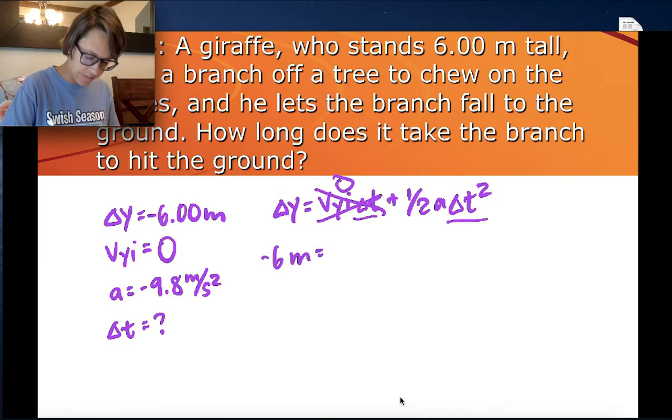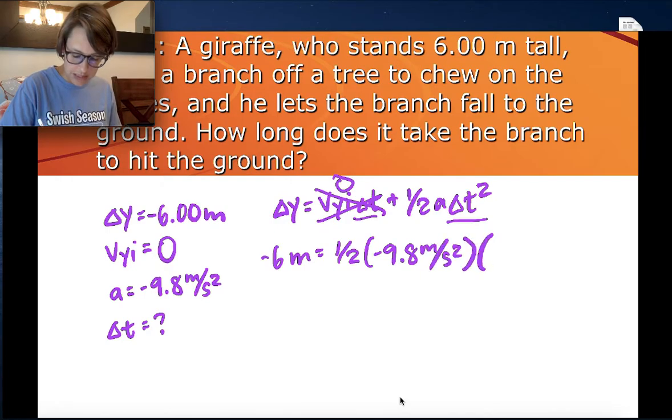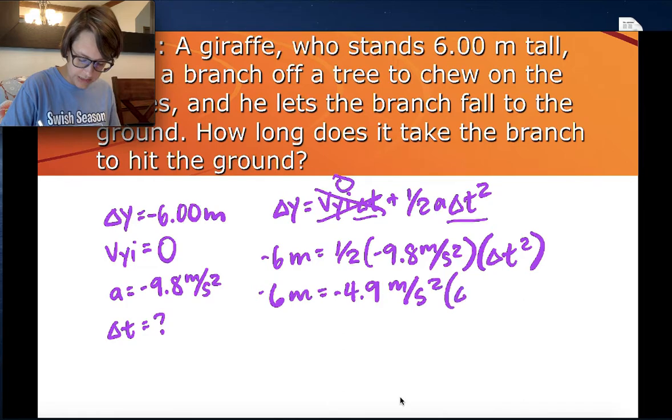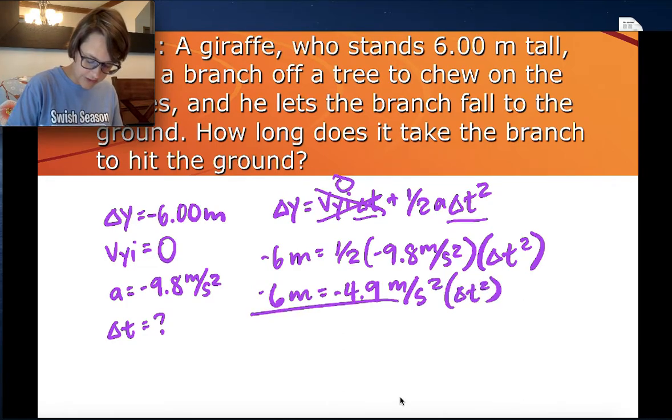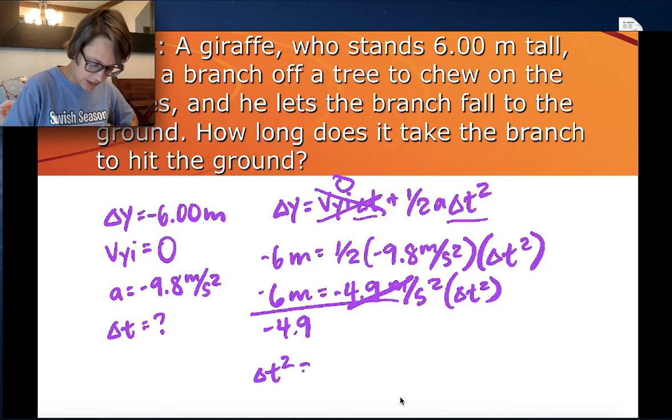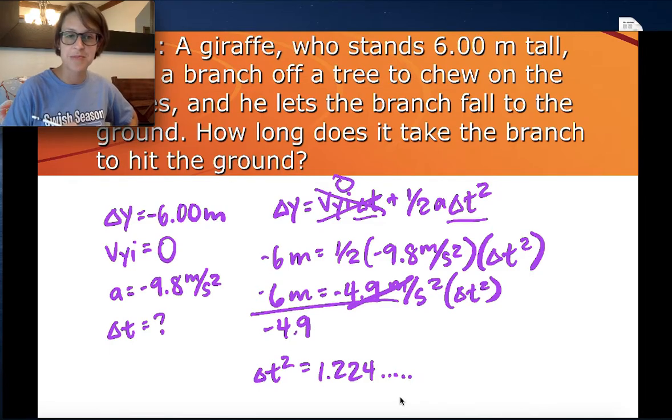Negative 6 meters equals 1/2 times negative 9.8 times an unknown t squared. Okay, so first thing I'm going to do is 1/2 times negative 9.8, which is negative 4.9 meters per second squared times t squared. And then I'm going to divide both sides by negative 4.9 to get t by itself. Okay, so I have 6 divided by 4.9, and that gives me an answer of t squared equals 1.224, lots and lots and lots of decimals, okay?